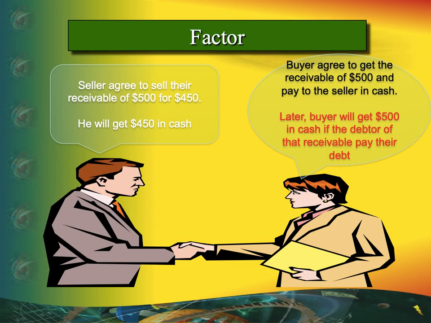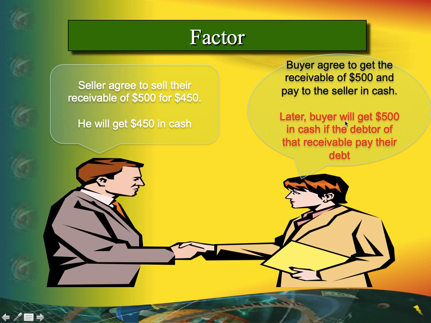Okay, if you can see here, the gentleman here is the seller while the lady here is the buyer. The seller agreed to sell a receivable of $500. So he has a receivable of $500 and he wants to sell it to this lady. He will sell it for 450, of course lower than the amount of the receivable itself. In return, he will get $450 in cash. This lady is the buyer of that receivable. The buyer agreed to take that receivable of $500 and pay the seller in cash.